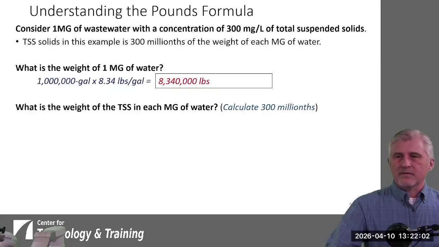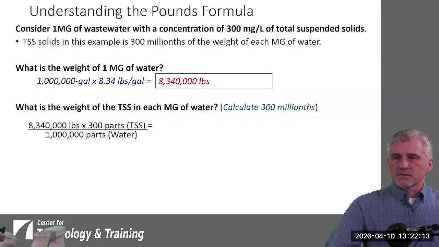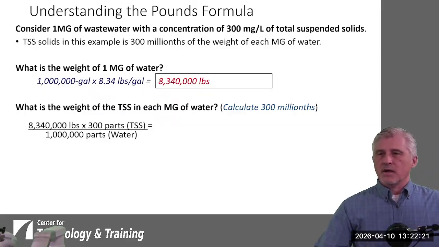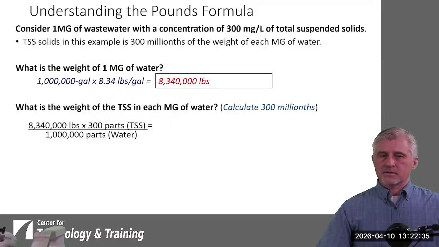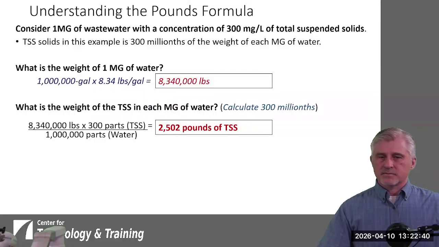Now we want to know what is the weight of the TSS, the total suspended solids, in each million gallons of the water. So we know that we've got 300 parts. So if we take those 300 parts, we multiply that by the 8,340,000 pounds, and then we divide it by a million parts of water. So that's our 300 parts of TSS per a million parts of water. We multiply that out, and we get 2,502 pounds of total suspended solids.